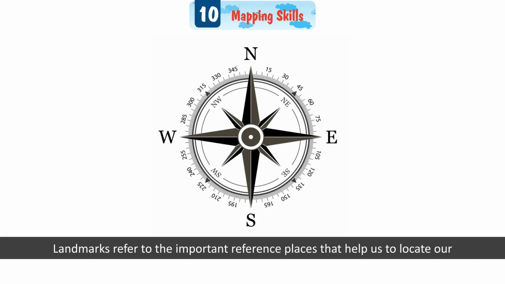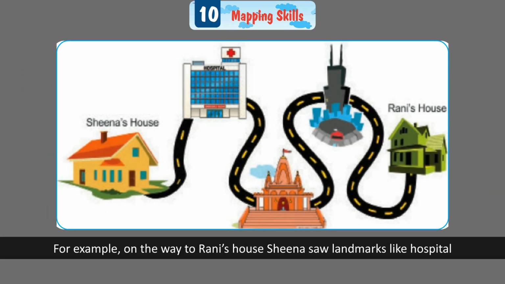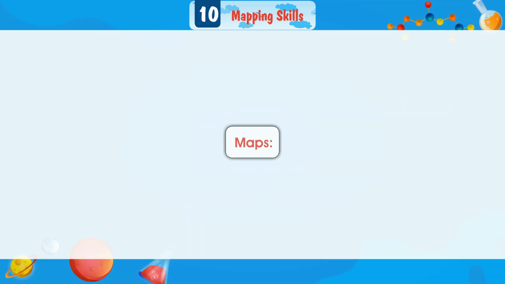Landmarks refer to the important reference places that help us to locate our destination. For example, on the way to Rani's house, Sheena saw landmarks like the hospital and temple.